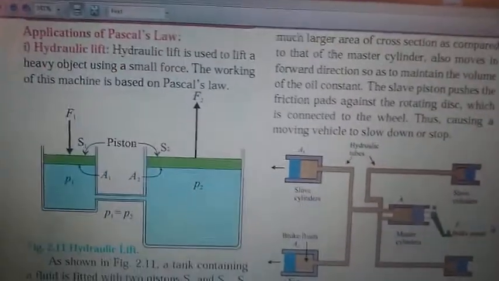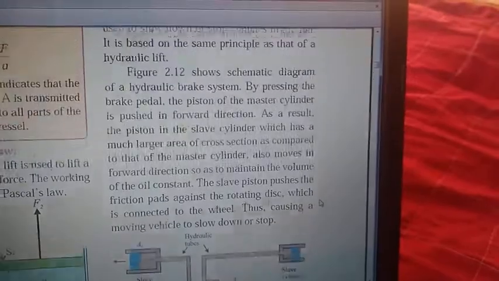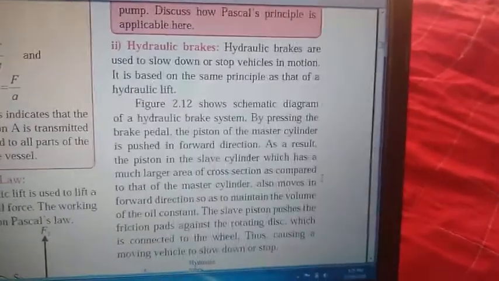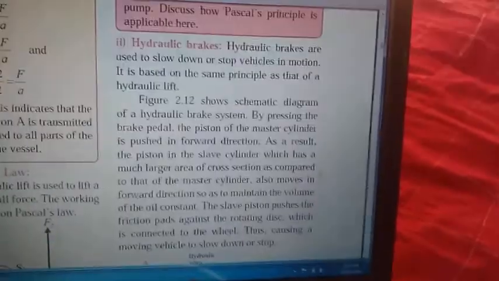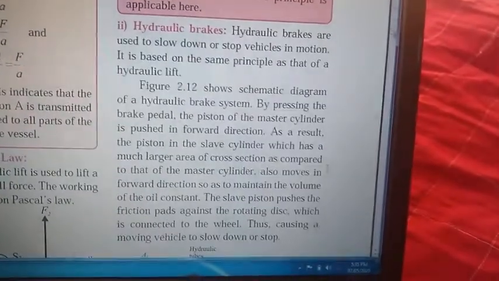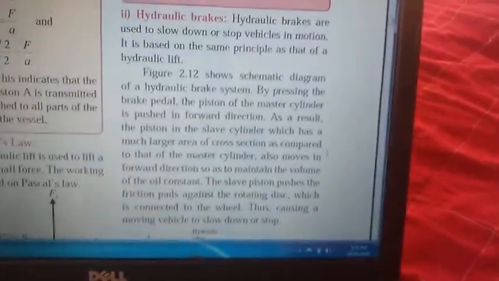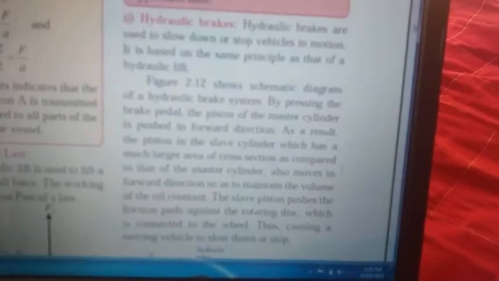And then the next application you have is the hydraulic brake. Even hydraulic brakes work on the same principle, similar to that of the hydraulic lift. They are usually used to slow down or stop vehicles in motion. So we will see the diagram first.